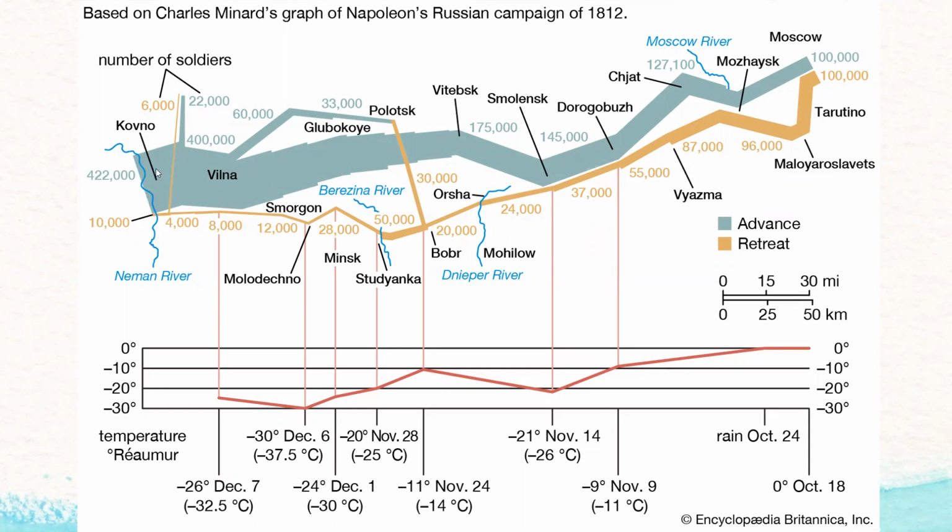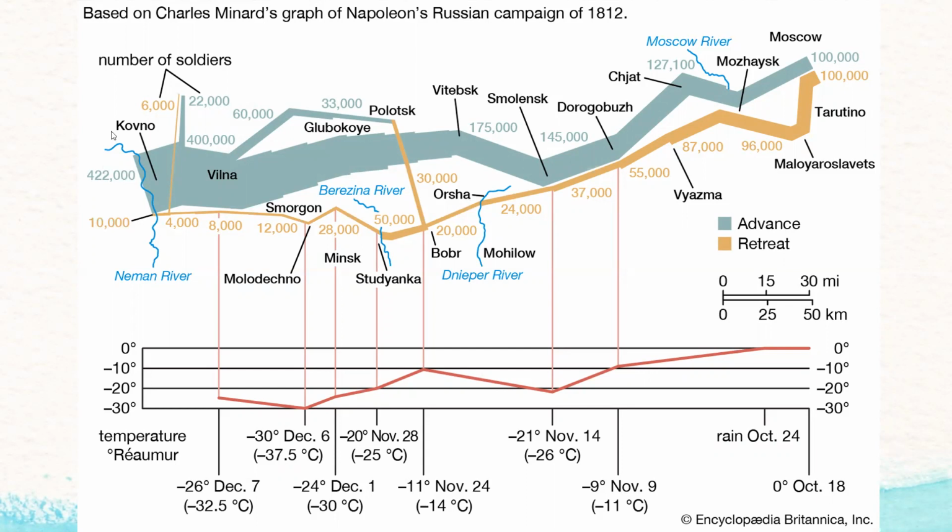So this represents how many men he had as he advanced into Russia, and the beige line is how many men he had as he retreated. The smaller the line gets, the smaller the number of people. Now you might be wondering, wait, these numbers don't match up. You said 655,000 and 93,000. Not quite sure why that is.